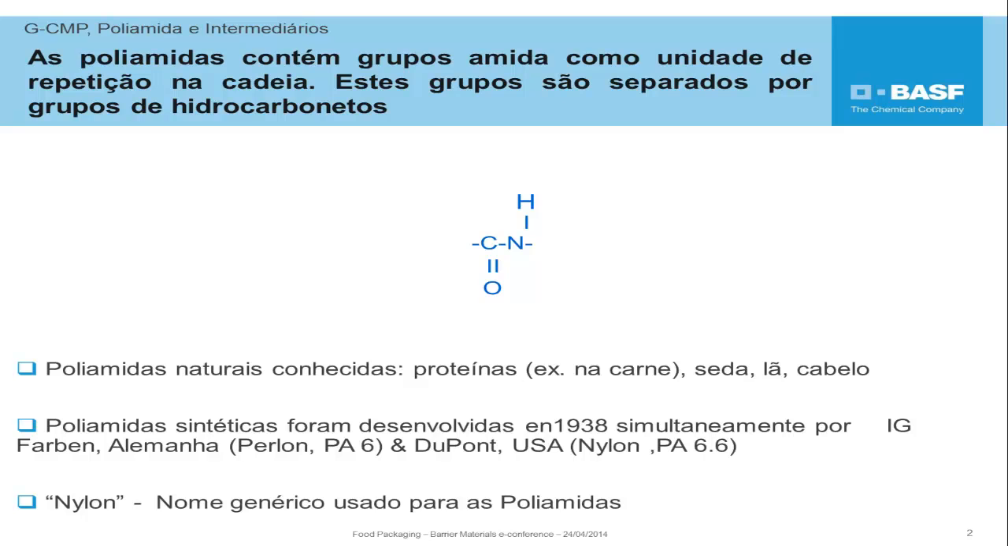Some types of polyamides are present in the natural environment such as meat, silk, wool. In Germany through the brand Perlon, which is known today as polyamide 6, or in United States as nylon brand, which ended up being the polymer's generic name, polyamide 6.6.